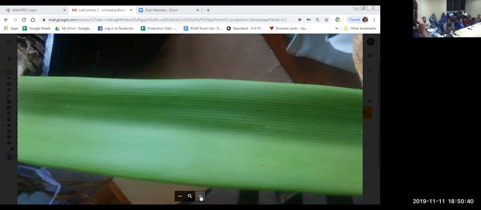The palmately netted leaves. Are palmately netted leaves usually in one family, or can that spread across different groups of plants? Palmate netted, yeah.